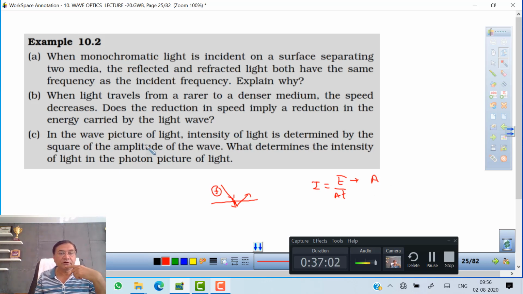In the wave picture of light, intensity of light is determined by the square of the amplitude of the wave. What determines the intensity of light in the photon picture? So yes, this is already mentioned here, it is proportional to amplitude. It means energy is actually amplitude square, but I just showed amplitude, it is exactly amplitude square. So what is it in wave nature? Not like this, sorry, in particle nature it is not like this.